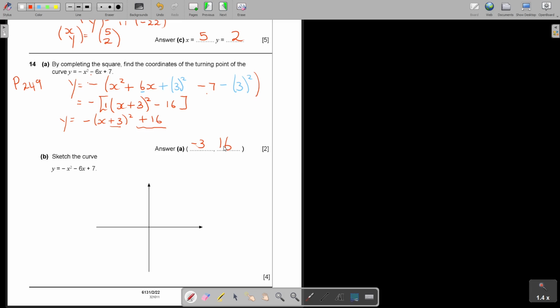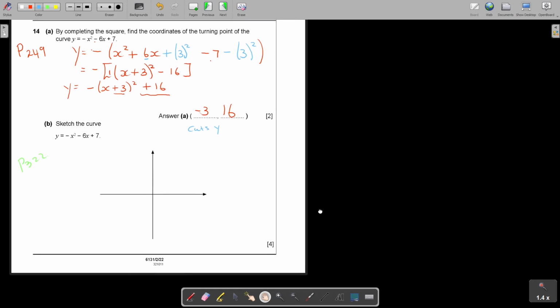And then sketch the curve. Now, what do I need? I need also to see where it cuts the y-axis. And to see that, you can see page 322. That will also help you. So if I want to see where it cuts the y-axis, make x equal 0. So then it cuts the y-axis at 7. And if I want to see where it cuts the x-axis, make y equal 0.